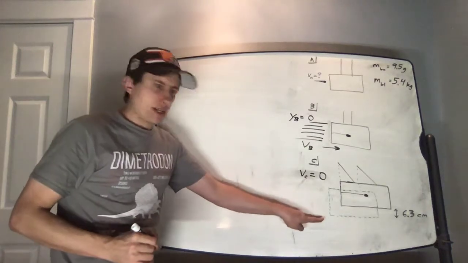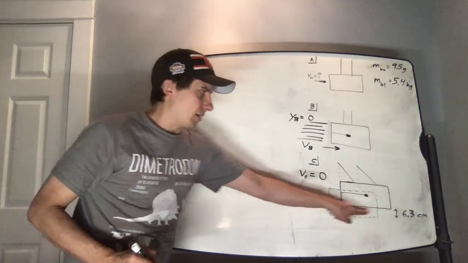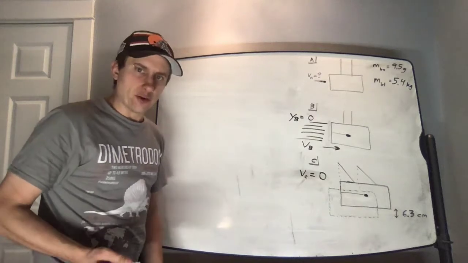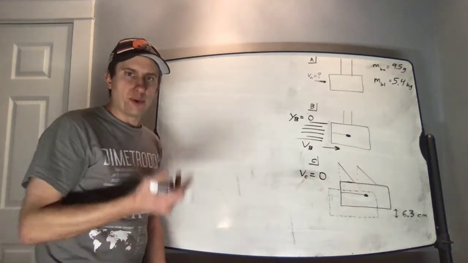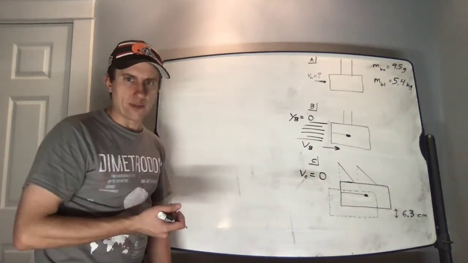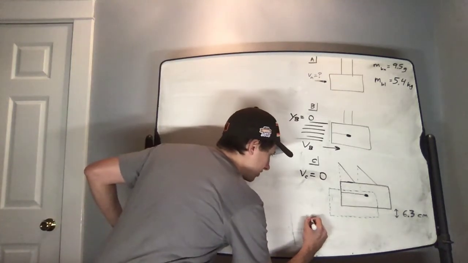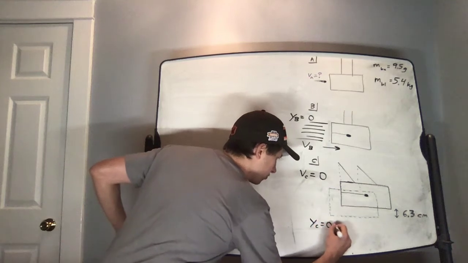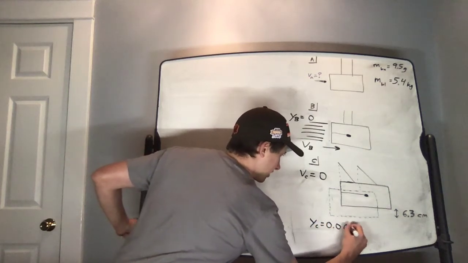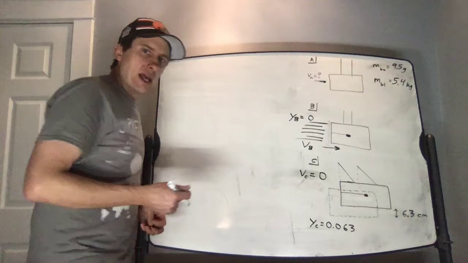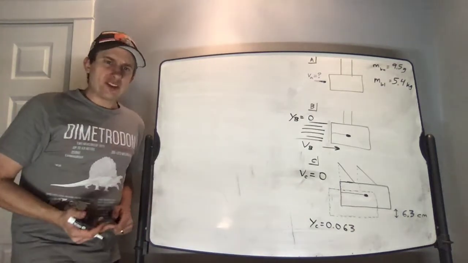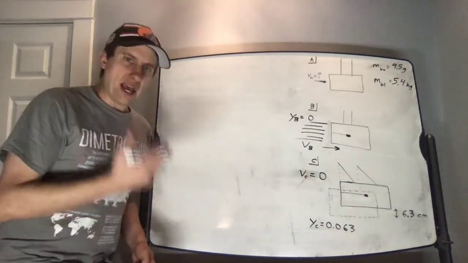At this moment, the bullet and the block did rise up by an amount of 6.3 centimeters. So I could say they rose up by 0.063 meters. We converted centimeters to meters. So I could say at this moment, YC is equal to 0.063 meters.